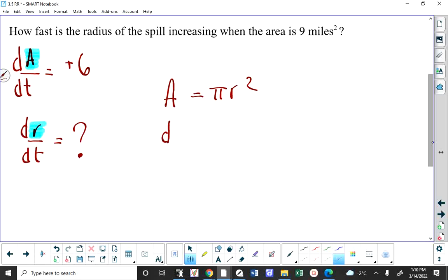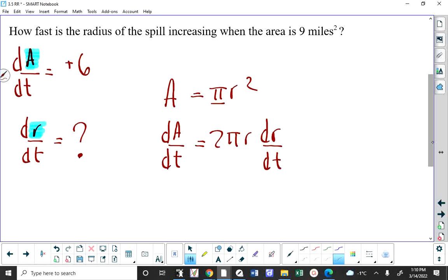dA/dt equals 2 pi r dr/dt. I'm not treating this as a product. It is a constant times a variable to a constant, so I use the power rule. I wrap that 2 around the variable, which is r, multiply the 2 by the pi to get a new coefficient of 2 pi, drop 1 from the exponent on r, and multiply by dr/dt.